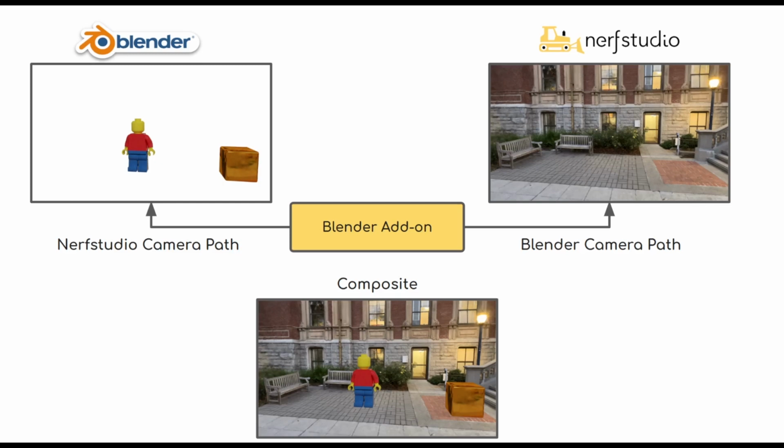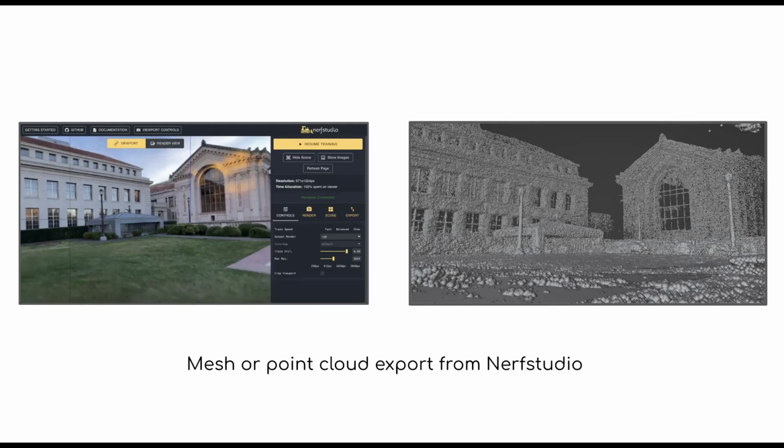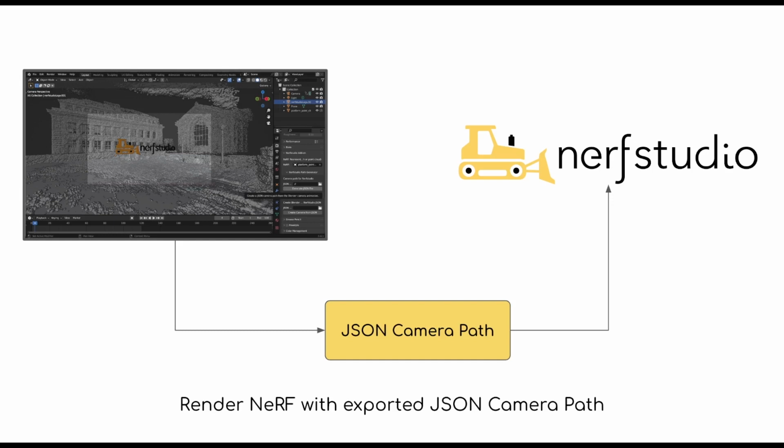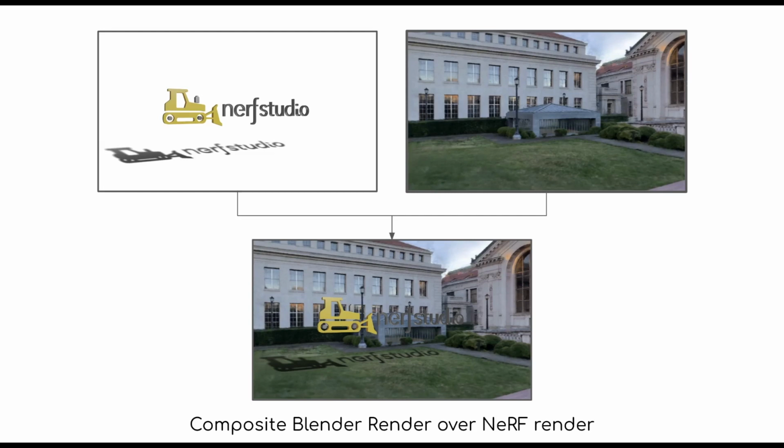Essentially, we composite the Blender render over the Nerfstudio renderer, using the Nerfstudio camera path generated by the Blender add-on. We would first export a mesh or point cloud representation of the NeRF from Nerfstudio and import it into our Blender scene. Once we have the NeRF representation in our Blender scene, we can then use the Blender add-on to generate the JSON file. And with this exported JSON camera path, we can use Nerfstudio to render it. Finally, we can render out our final render by compositing the Blender render over the NeRF render.